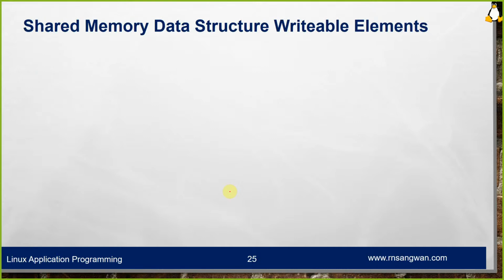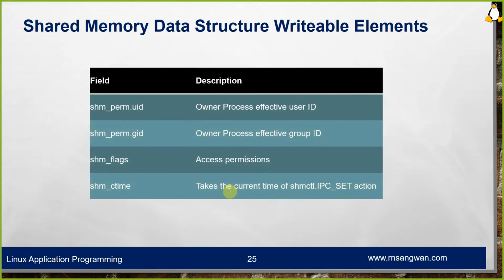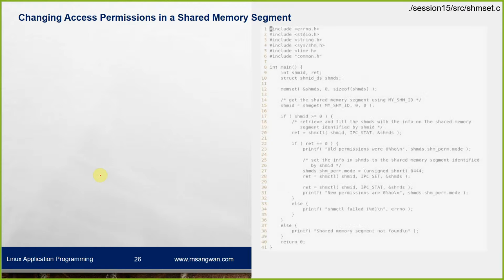What are the writable elements? Same set of parameters, we discussed that earlier also. So similar, I'm not saying same, similar. SHM parameters: user ID, group ID, flags and time. These can be changed. These are writable elements. So how do we change them? With an example, changing access permissions in a shared memory segment.